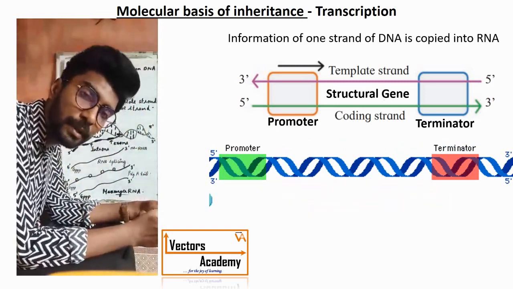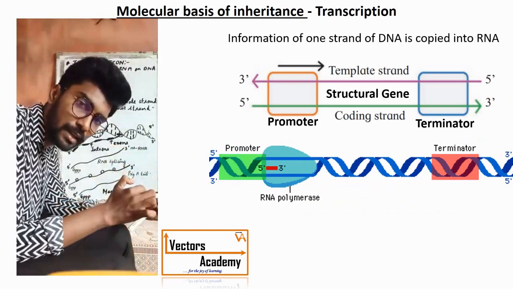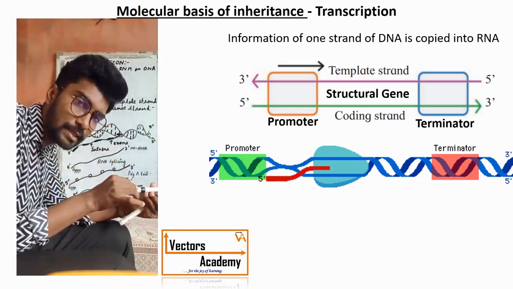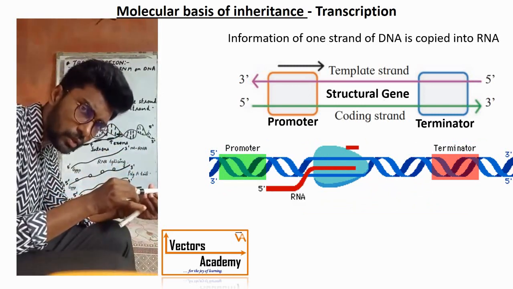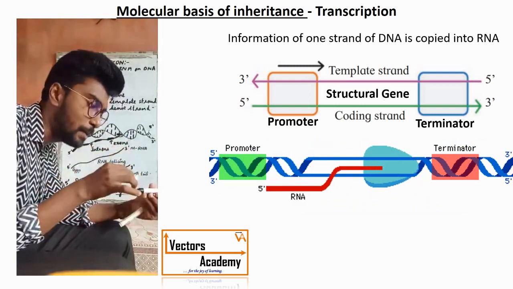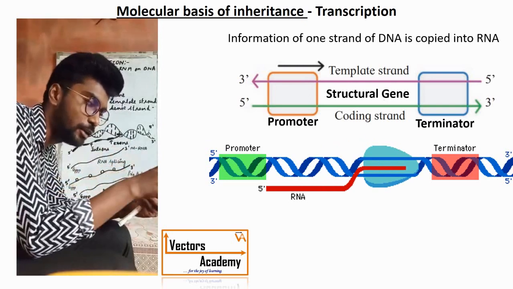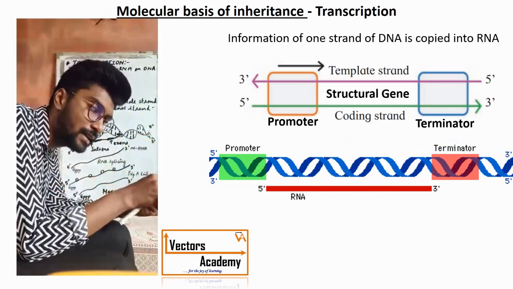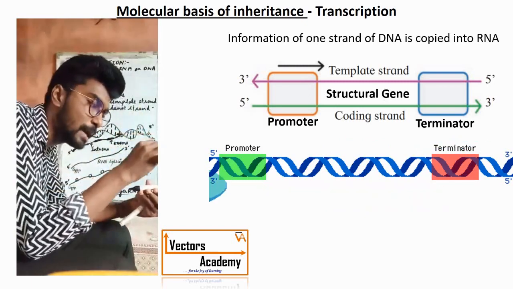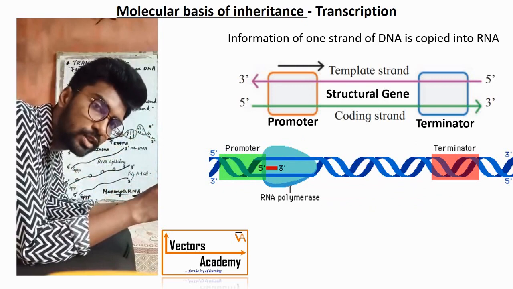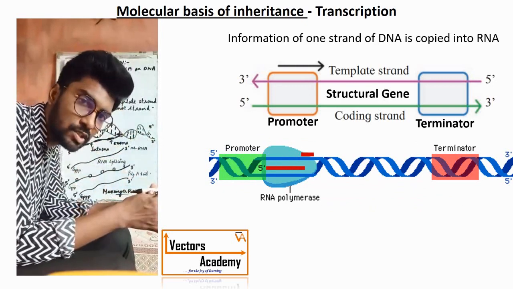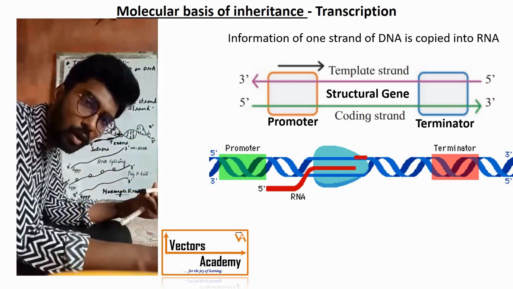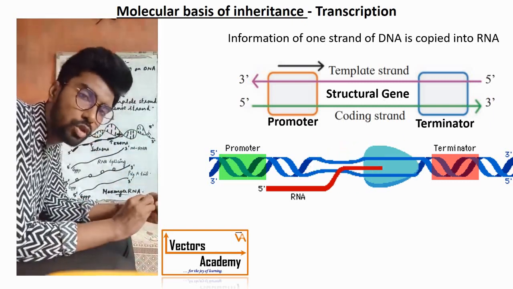What happens in termination is that the RNA polymerase enzyme will start moving from the 5' end to the 3' end. And when this RNA polymerase enzyme comes to the terminator site or the 3' end, the newly constructed RNA falls off and the enzyme RNA polymerase also falls off, and the transcription stops, right?